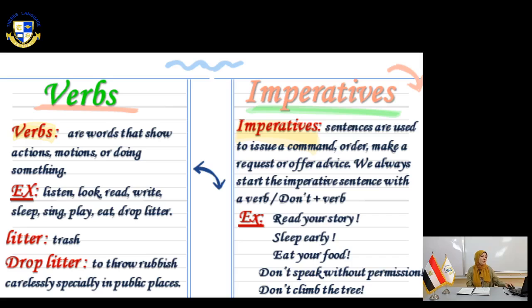For example, read your story, sleep early, eat your food. Those are imperatives. In the negative form, don't speak without permission. Don't climb the tree.